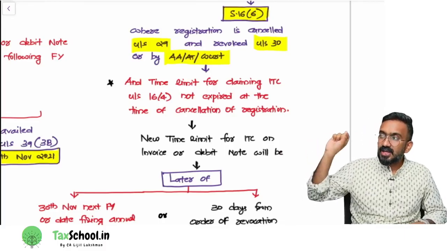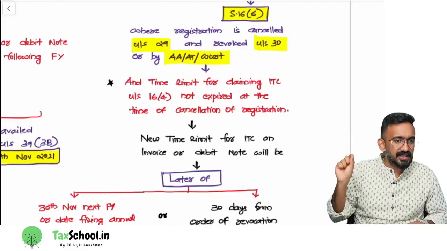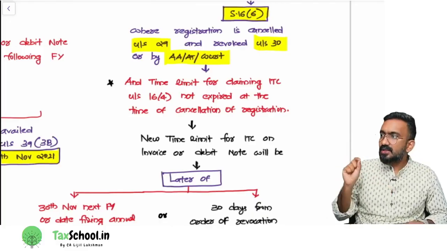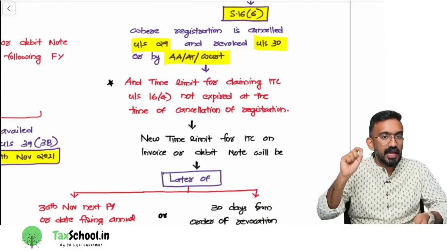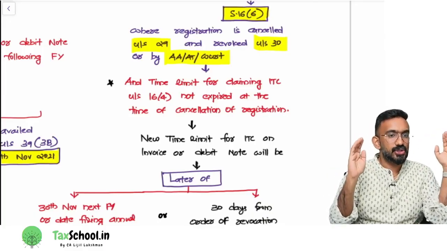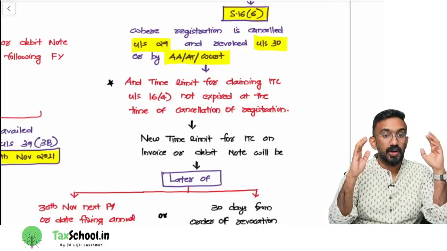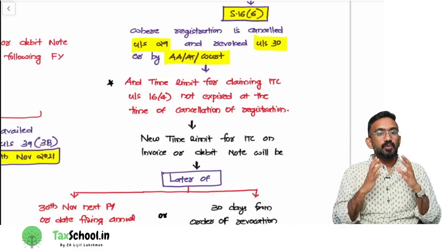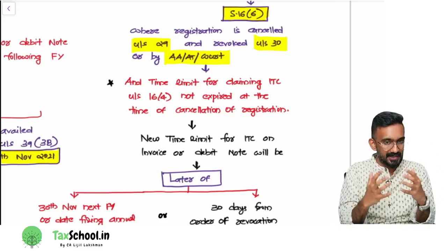Where registration is cancelled, 16.6 says that where registration is cancelled under section 29 and revoked under section 30 or by appellate authority, appellate tribunal or court. There are two types of cancellation under section 29. One cancellation is called voluntary cancellation, which means that whoever is a registered person who has obtained registration, he himself is going and cancelling his registration.